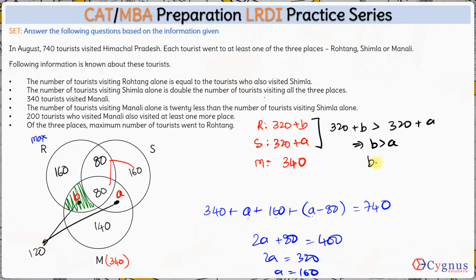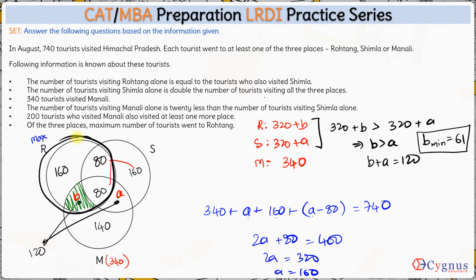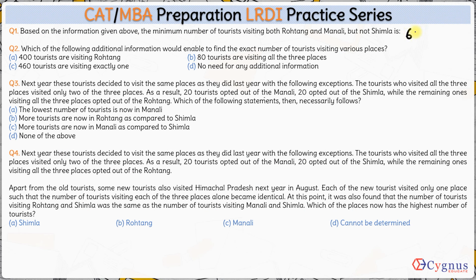And we also know that B plus A is equal to 120. The sum of these two regions is 120, right? So if B has to be greater than A, that means the minimum value of B should be 61. Then only the number of tourists visiting Rohtang would be the maximum. Okay. That means the minimum value of this green region is 61 here. So the answer to the first question is 61.